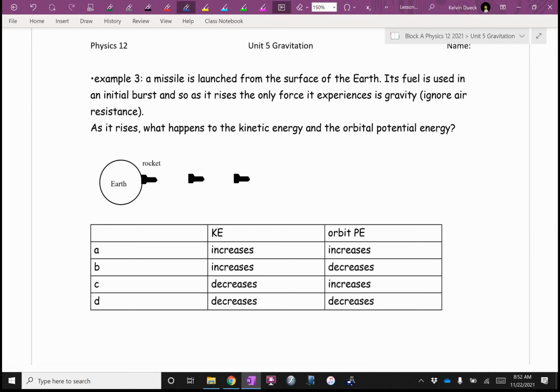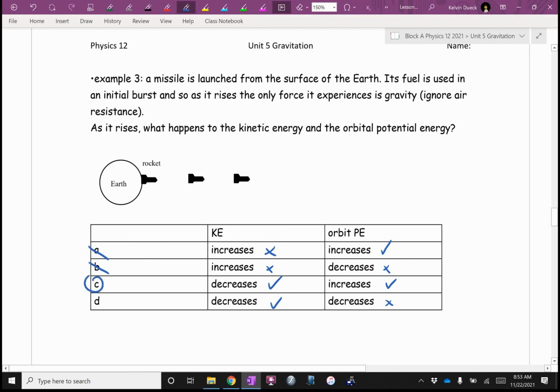It's going to slow down because gravity's constantly tugging at it. So no, no, yes, yes. In fact, I would cross out A and B because I know they're wrong. What happens to its orbital potential energy? Why? Where does that kinetic energy go? It's got to go somewhere. So it's going to increase, not decrease. What's the correct answer here? Got to be C.